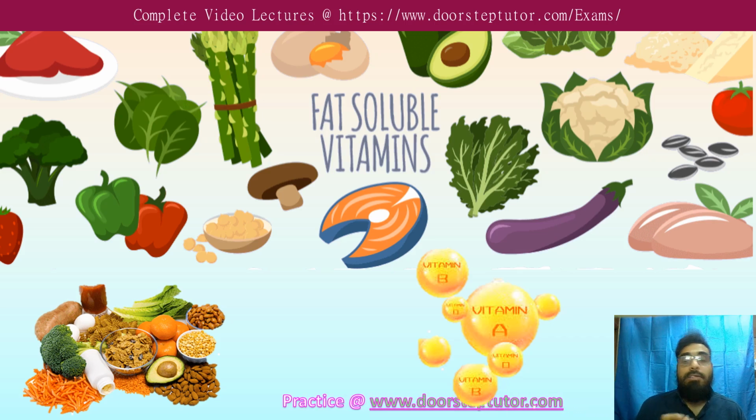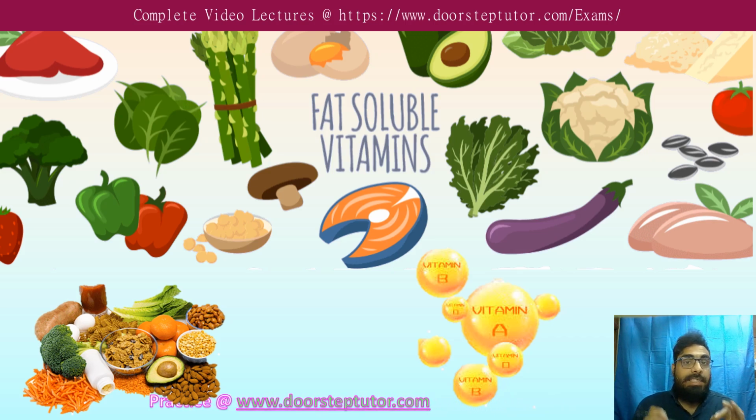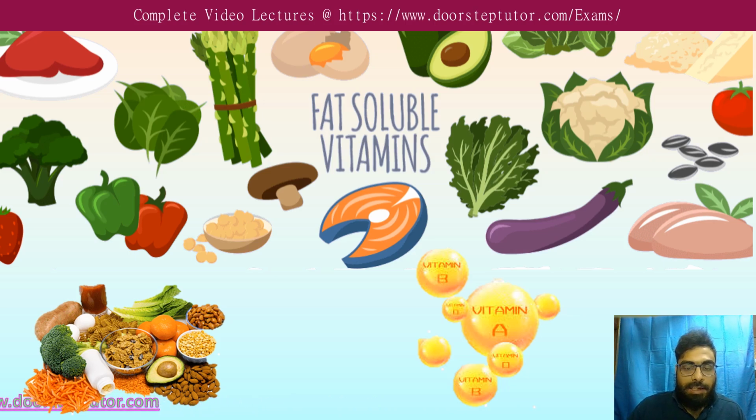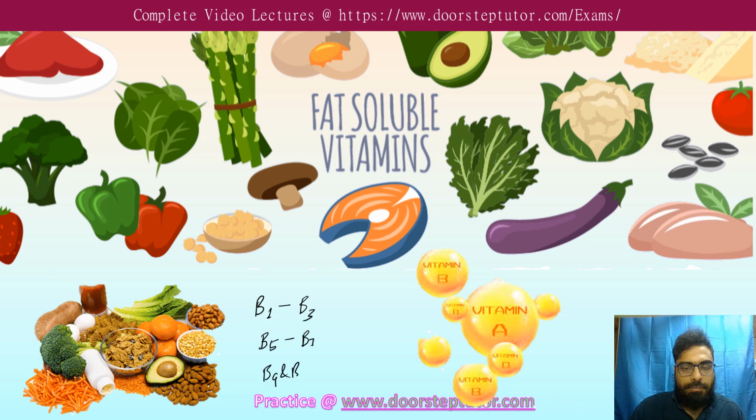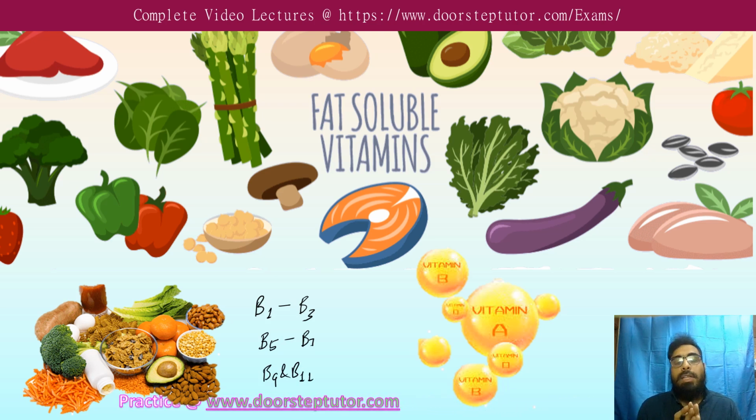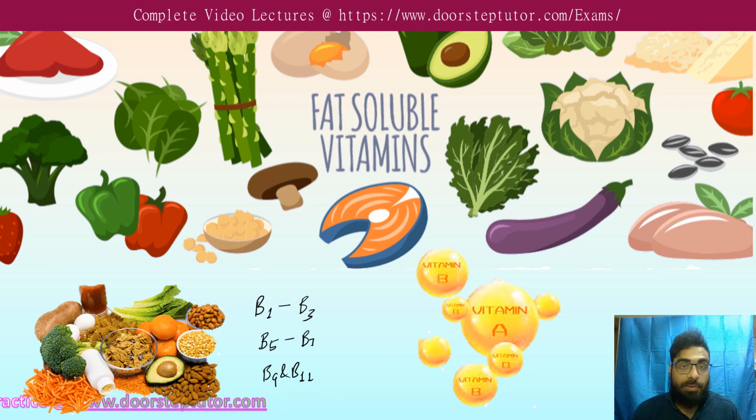Another class on vitamins, and the topic that is left is fat soluble vitamins. Till now we've seen different types of water soluble vitamins, B1 till B3, then B5 to B7, then B9 and B11. We have seen that all these vitamins are important cofactors for enzymes.